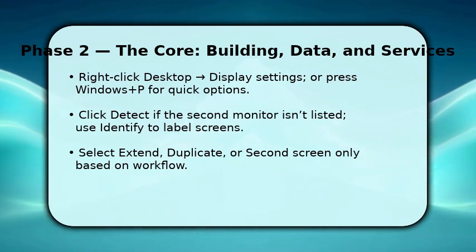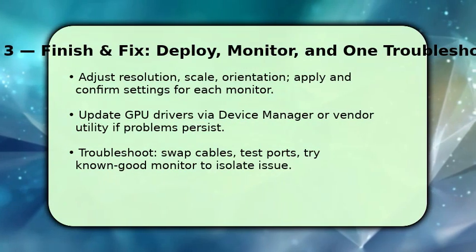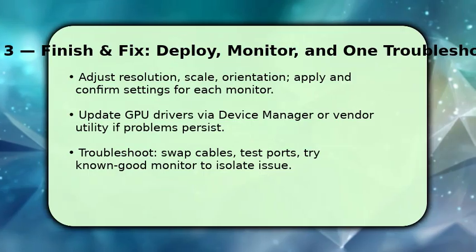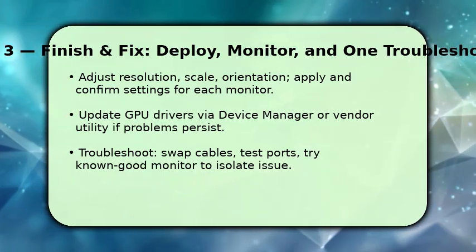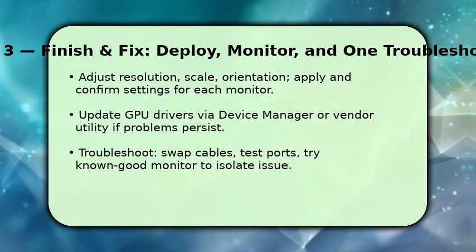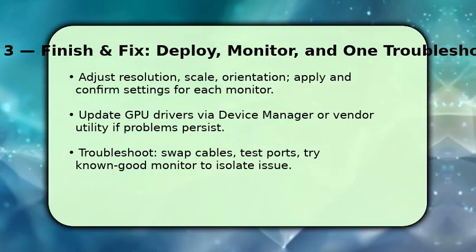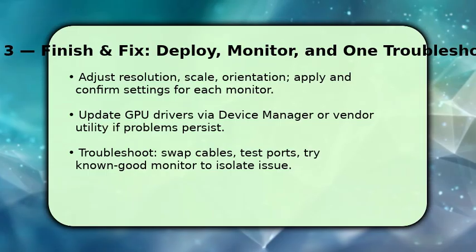You finalize setup by selecting proper resolution and scale for each display, because mismatched settings cause blurred text or off-screen windows. Make sure orientation and primary display selection are set, then apply and confirm the changes.